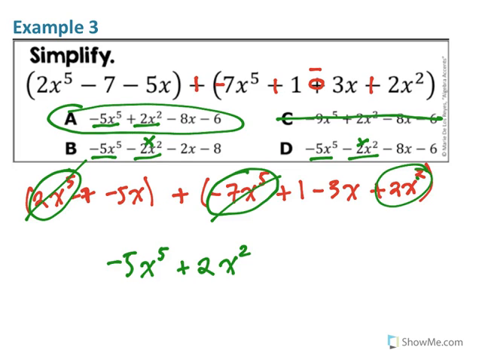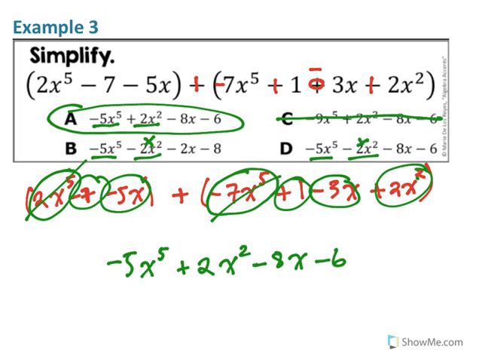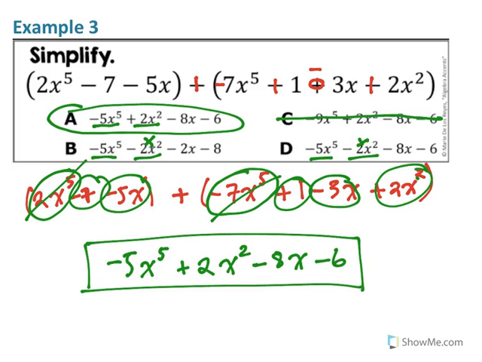And if we want to double check, the next term should be negative 8x. So negative 5x minus 3x is in fact negative 8x. And lastly, our constants, negative 7 plus 1 is negative 6. So it is matching answer choice A.